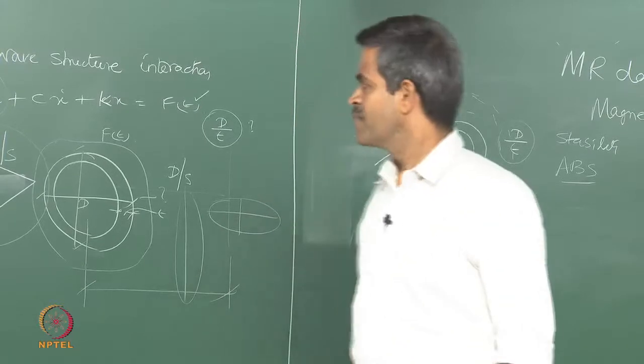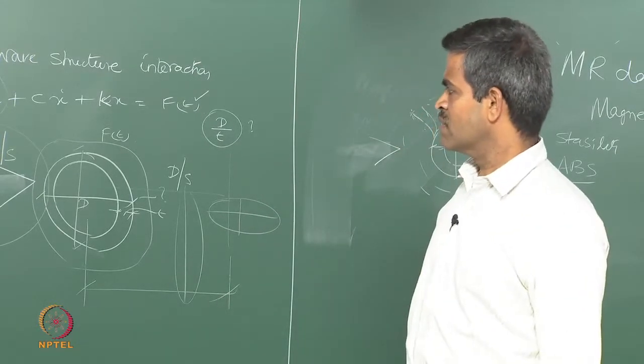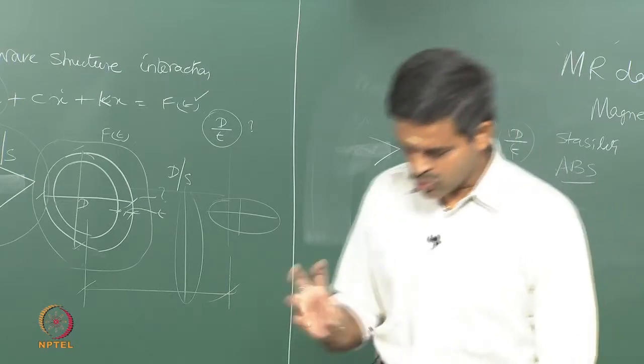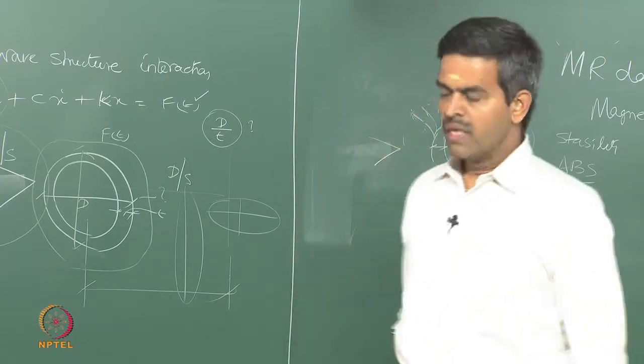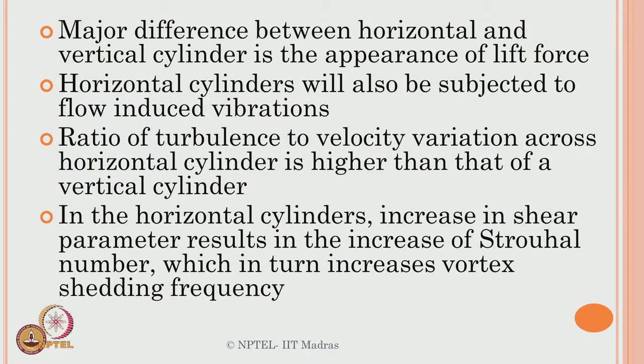That is very important. Inline forces, what we call drag, contain higher and smaller frequencies, both should be captured. The major difference between horizontal and vertical cylinder is the appearance of the lift force itself, okay. In case of horizontal, it is very simple, whereas in vertical there is a differential shear happening. Horizontal cylinders will also be subjected to flow induced vibration, so they have to be very careful.